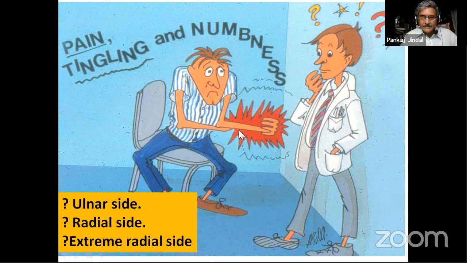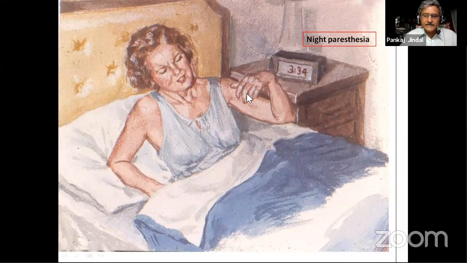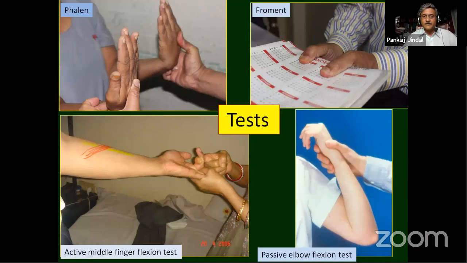Whether the patient is pointing at the ulnar side, at the radial side, or at the far radial side here, the patient is telling you the surface anatomy of the affected nerve. Or the patient says, I wake up in the middle of the night, I wake up as the hand is gone dead. The patient is telling you, I have got median nerve problem, carpal tunnel syndrome.